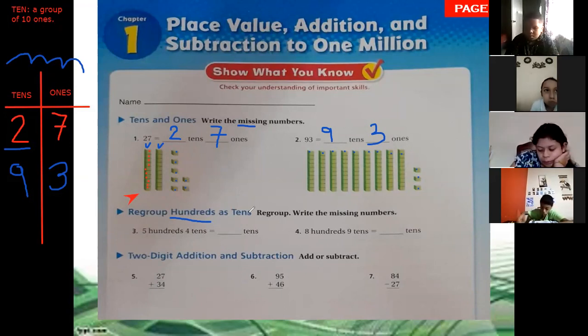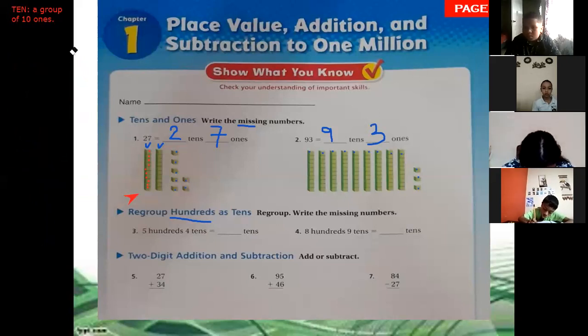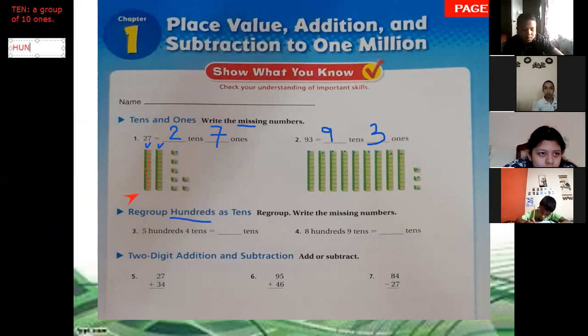So it says regroup, write the missing number. First of all, we need to know how many tens are in 100. We know that 10 is a group of 10 ones. Now, but what about 100?